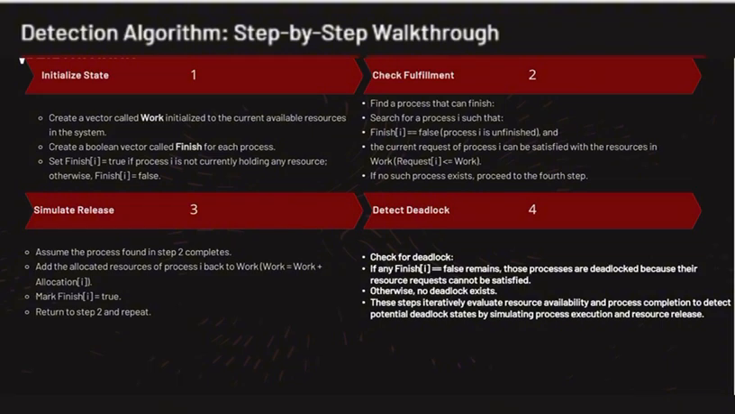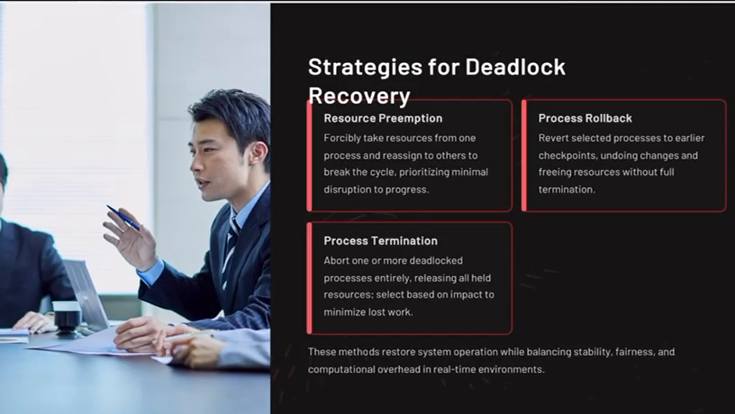Moving on to the next slide, strategies for deadlock recovery. It can use resource preemption, temporarily taking resources from some processes to free up others, or it can use process rollback, returning a process to a previous checkpoint so it releases resources safely. The final option is process termination, completely ending one or more processes involved in the deadlock. The choice depends on which method causes the least disruption to the system.